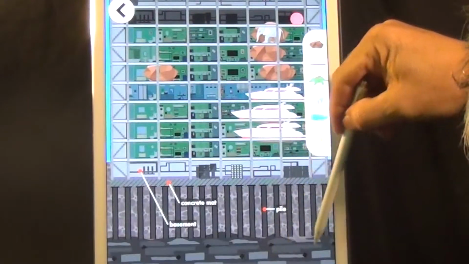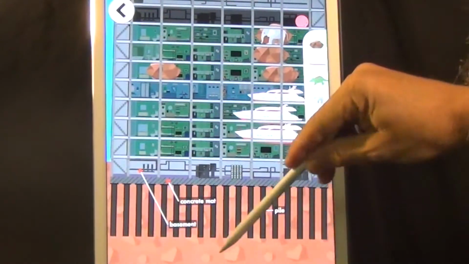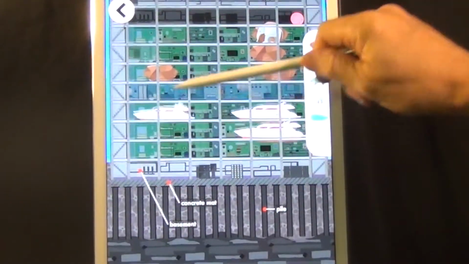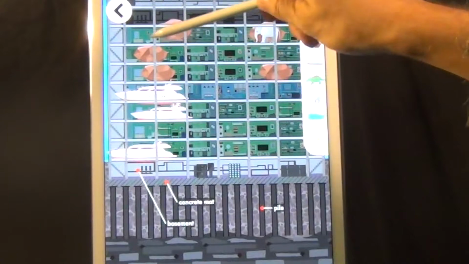Now, a really important part of any skyscraper that you don't see is the foundation, and this app lets you experiment with different foundation materials, and then you can see how the building would change if you were to put weight on one side or the other.